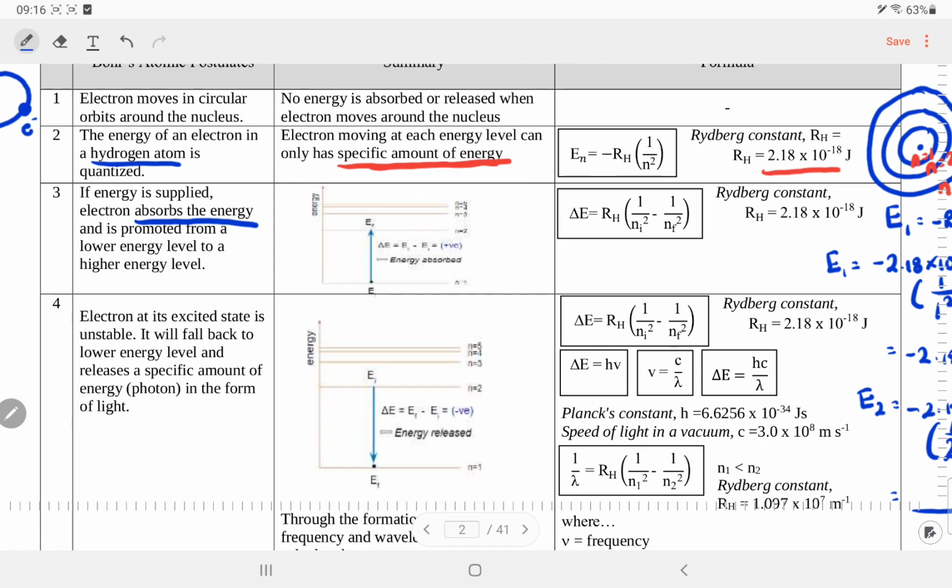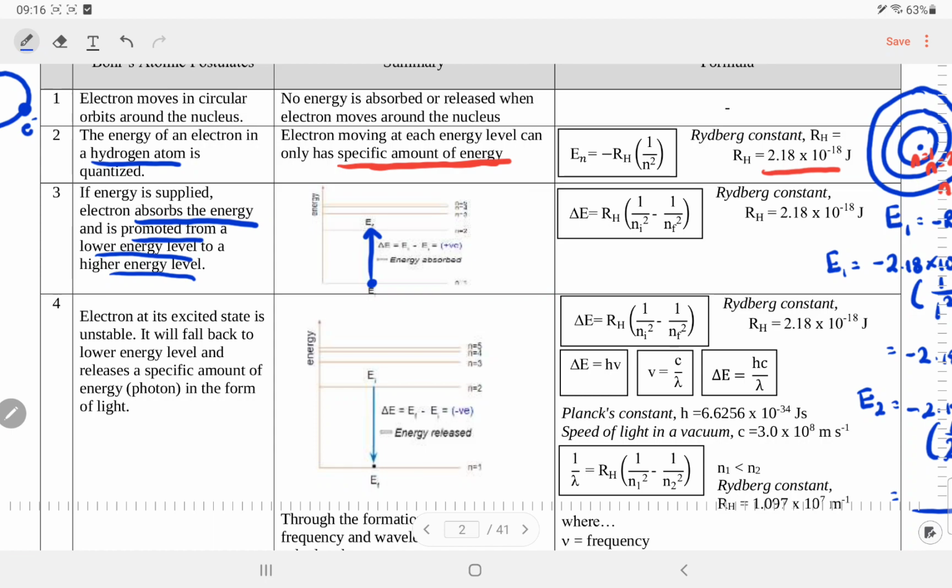Okay, bila electron absorb the energy, of course electron tu ada tenaga. So dia akan buat apa? Dia akan promote. Okay, ini adalah pada n is equals to 1. Dia akan promote daripada lower energy level to a higher energy level. So sebab tu dia buat ni. Dia akan pergi ke higher energy level.